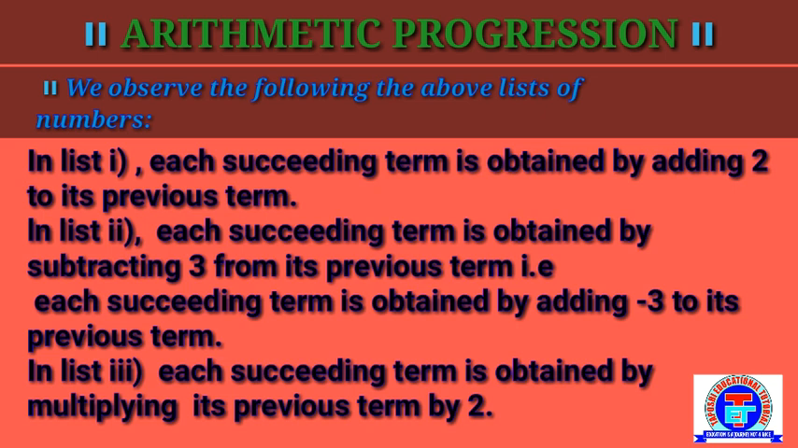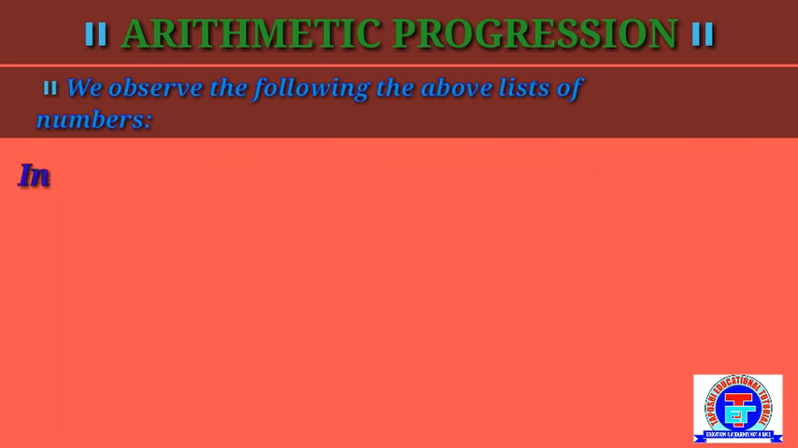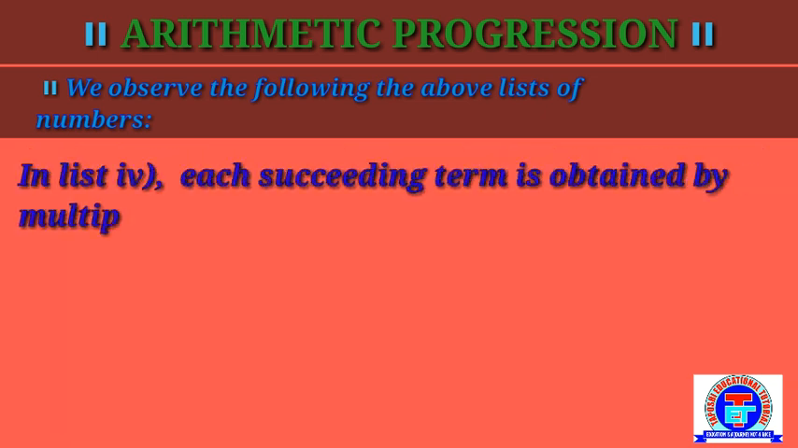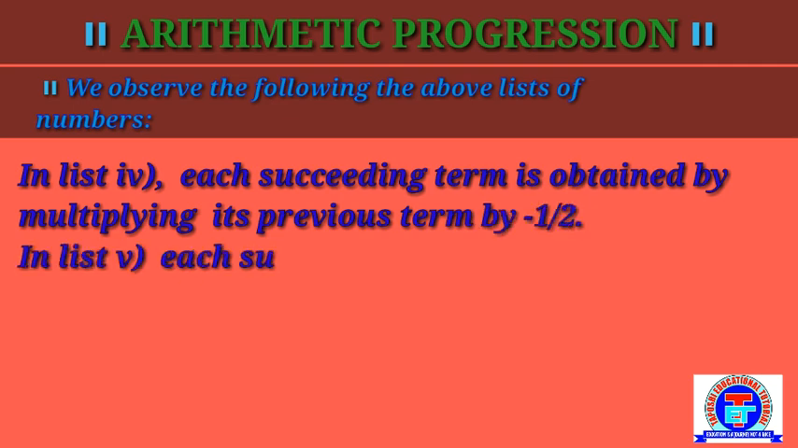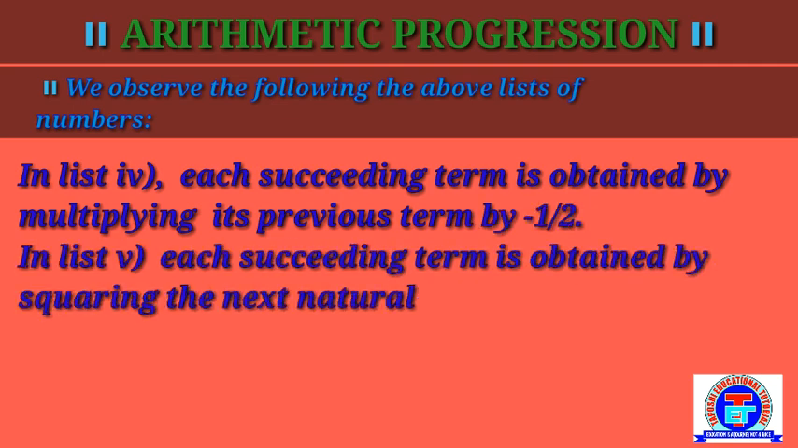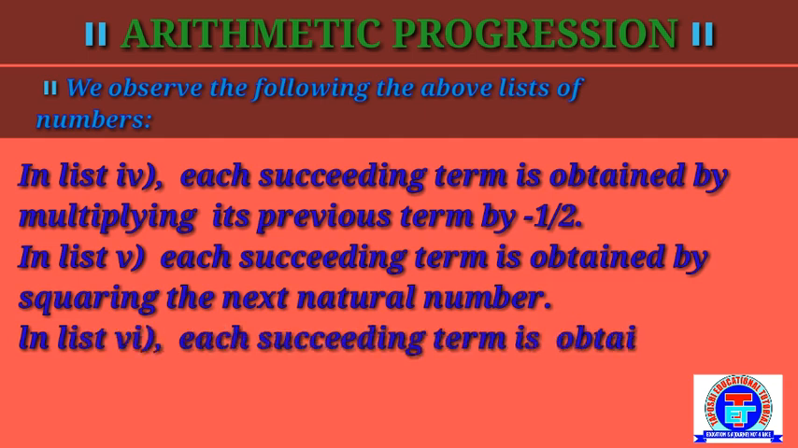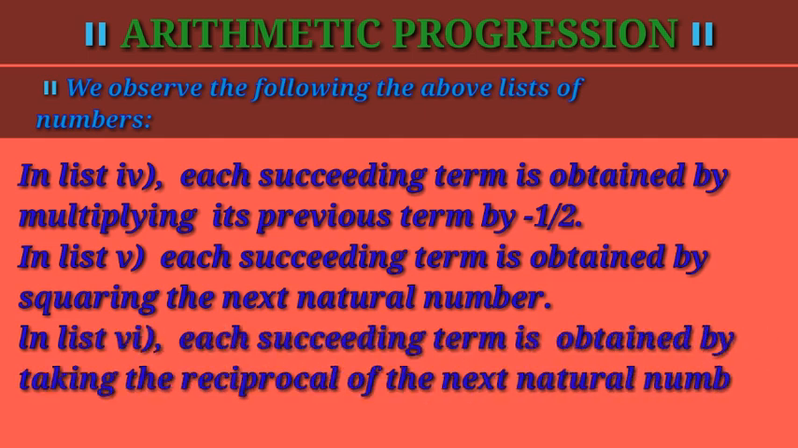In list 3, each succeeding term is obtained by multiplying its previous term by 2. In list 4, each succeeding term is obtained by multiplying its previous term by minus 1/2. In list 5, each succeeding term is obtained by squaring the next natural number. In list 6, each succeeding term is obtained by taking the reciprocal of the next natural number.